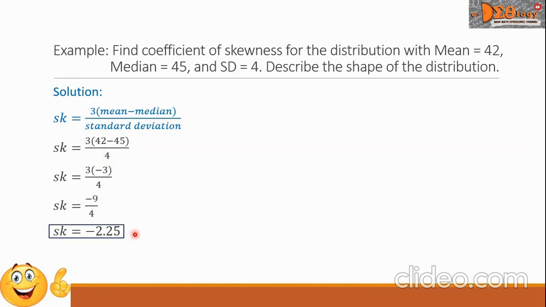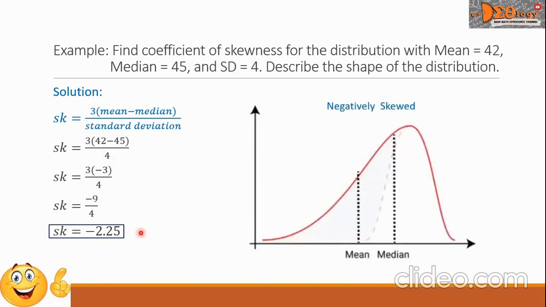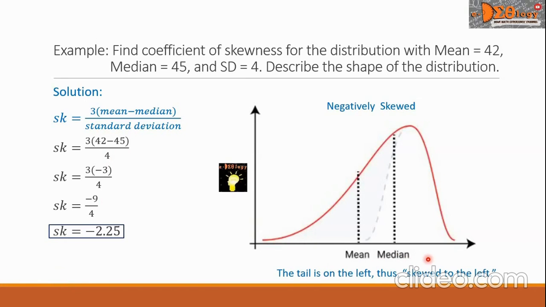So it means we will have a graph that looks like this. This is the negatively skewed graph. We can see here that the mean is on the left of the median. It means the mean is less than the median. With respect to the tail of the graph, the tail is on the left, thus we say that the graph is skewed to the left. This is our final answer.